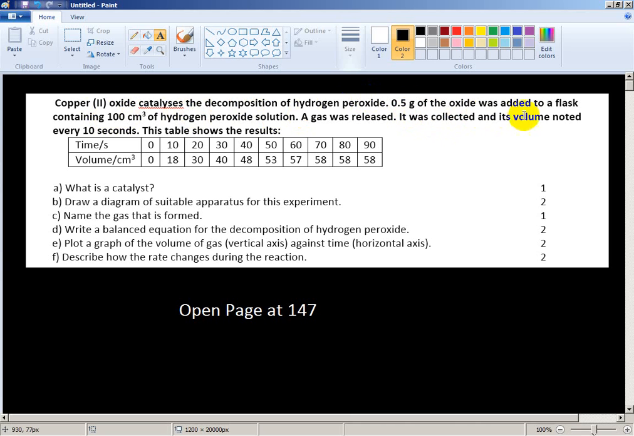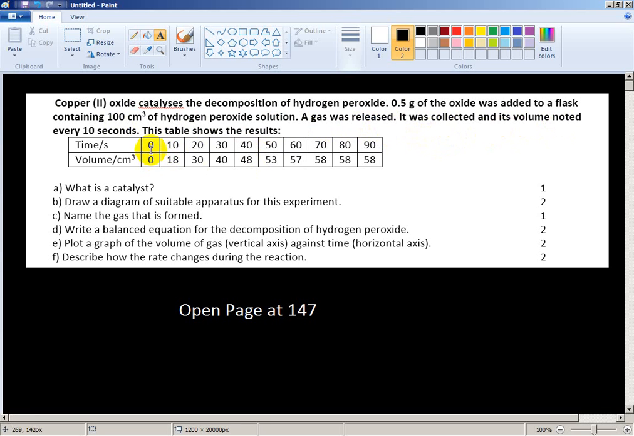0.5 gram of copper oxide was added to a flask containing 100 cubic centimeter of hydrogen peroxide solution. This catalyst was added, then the reaction occurred and a gas was released. It was collected, and its volume was noted every 10 seconds.